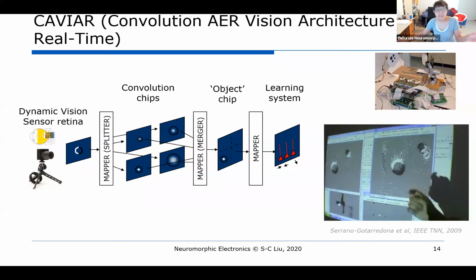So it gives you an idea of the kind of output responses that you get from such a system. Now they're displayed as frames, but really these are asynchronous events that are flowing through the system.